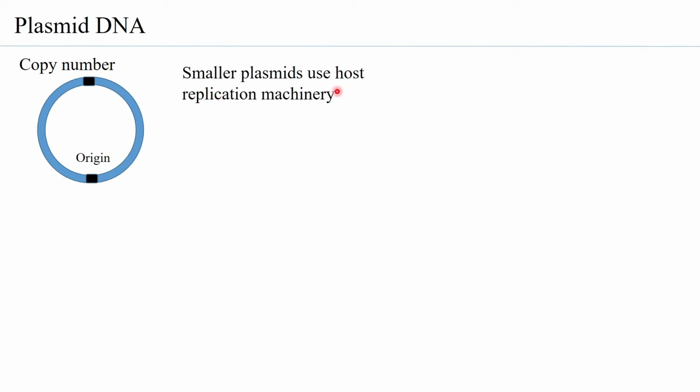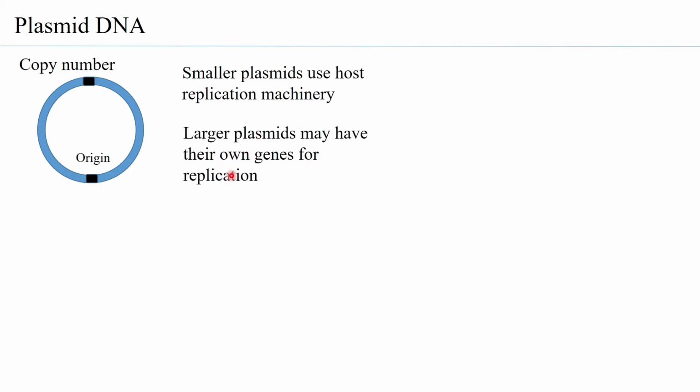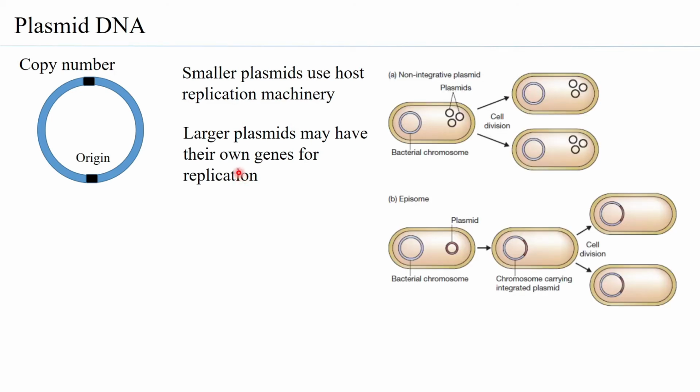Now, smaller plasmids use the host replication machinery to multiply, while larger plasmids may have their own genes for replication. That means they may use certain machinery of the host bacteria, but there are certain genes that it itself has to ensure that it is getting multiplied. Now, another factor that enables the copy number of the plasmid to increase is through a phenomenon of what is called integrating into the bacterial DNA.